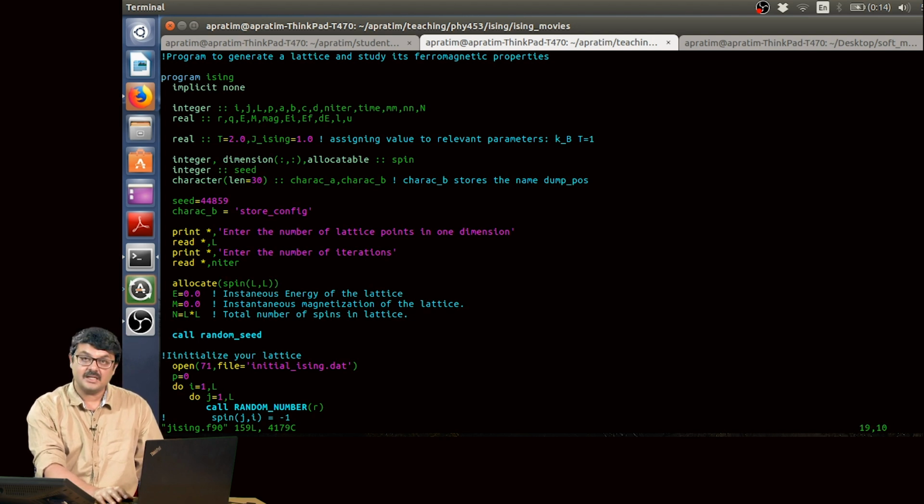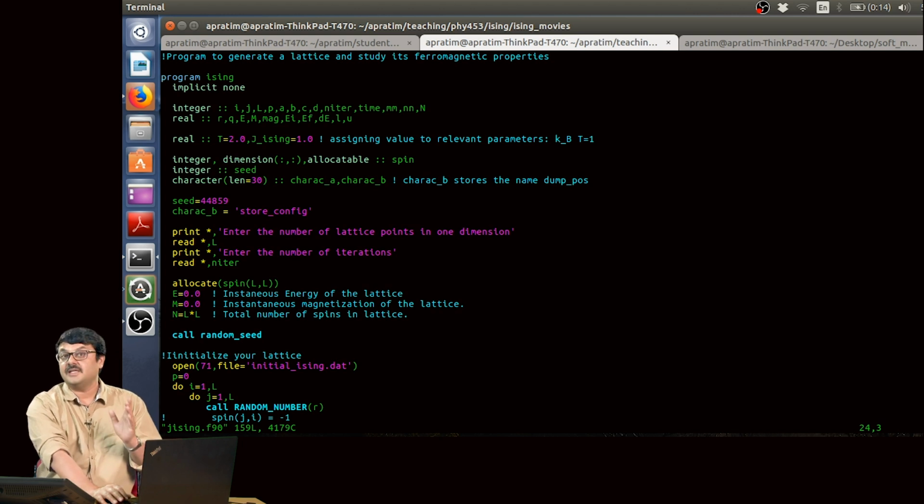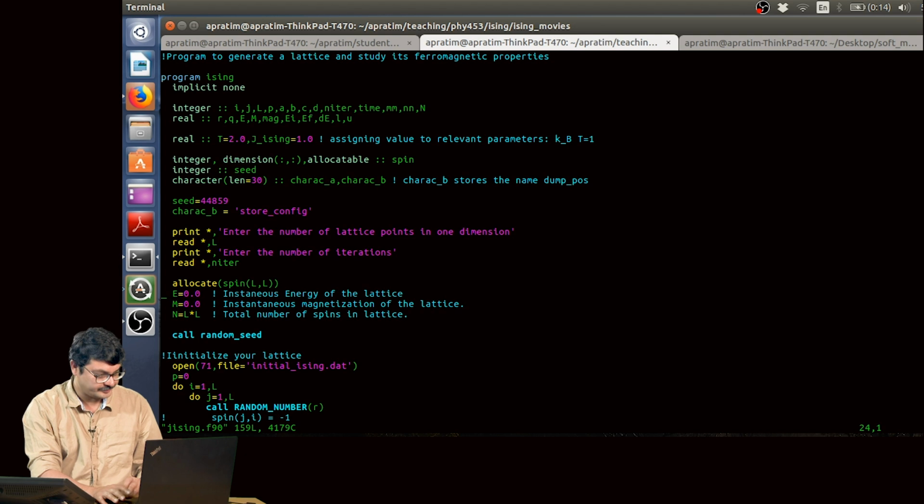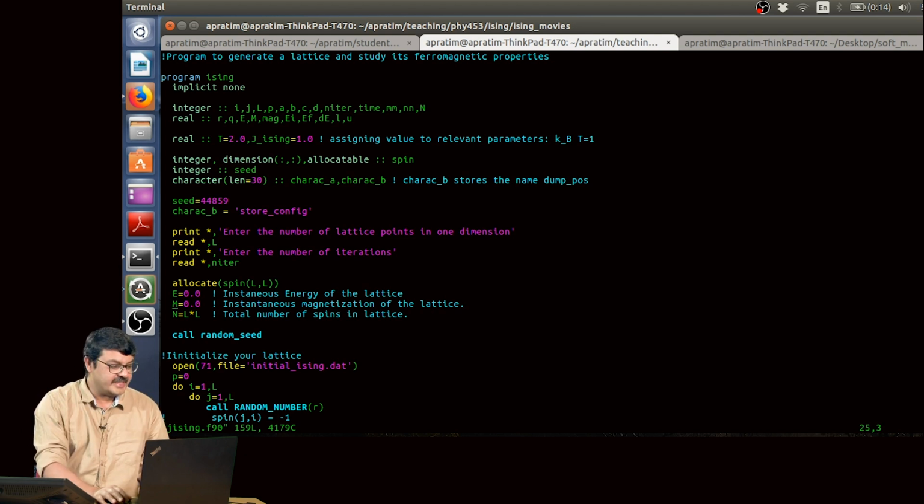Once you have given L in the system, you have to allocate this array. Say that the spin array is L cross L. Then you set the initial energy, the instantaneous energy of the system, to be 0. This is the energy of the system. Now, this is not the thermodynamic energy, this is the instantaneous energy when you generate a microstate with a particular configuration of the spins. What is the energy of that lattice, of that particular configuration of spins or that microstate? You have to average over different microstates to get the thermodynamic average. Remember that, right? We shall do that later. So, E has been set to 0.